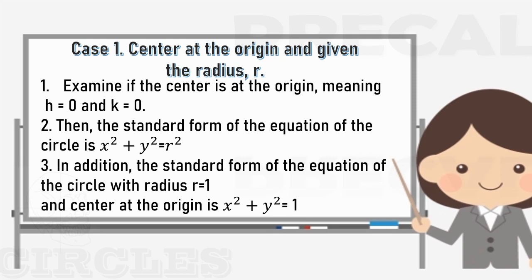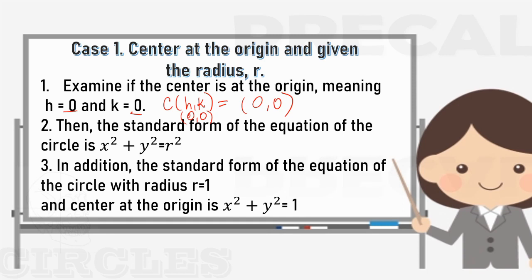So, first, examine if the center is at the origin, meaning yung HK natin is equal to 0. Yung center, C(h, k), is equal to, so, di ba parang sa ordered pair natin, yung origin is 0, 0, di ba? So, ibig sabihin, kung ang center natin ay nasa origin, ibig sabihin, ang ordered pair ng center natin is 0, 0. Kaya yung h is equal to 0 and k is equal to 0 then.